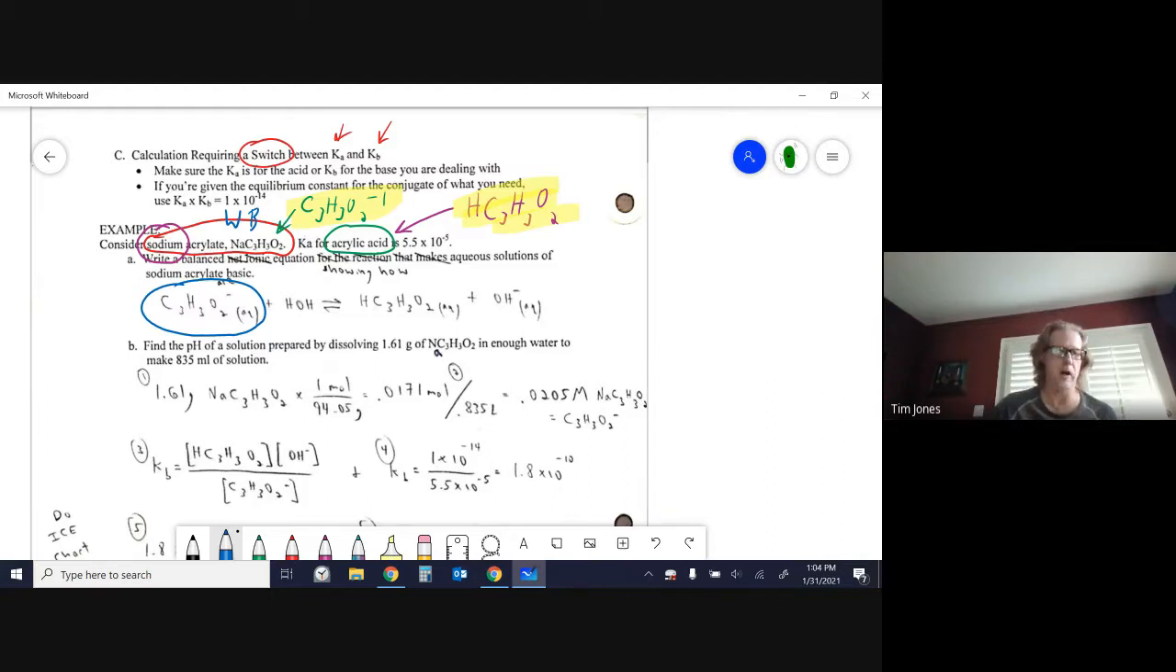Since it doesn't have a hydroxide to give off, I'm going to add water, double arrow, and water will donate an H plus to the base, giving us acrylic acid and hydroxide.